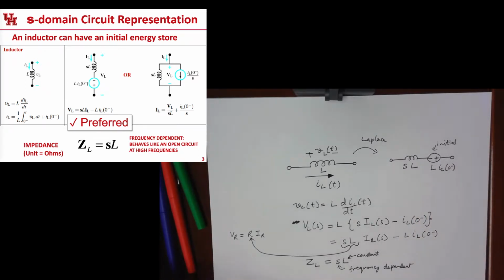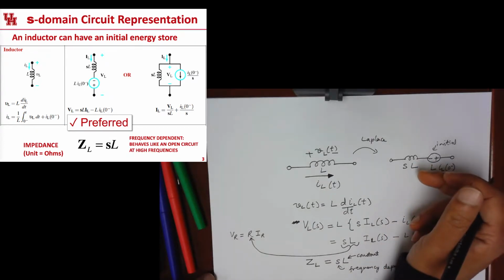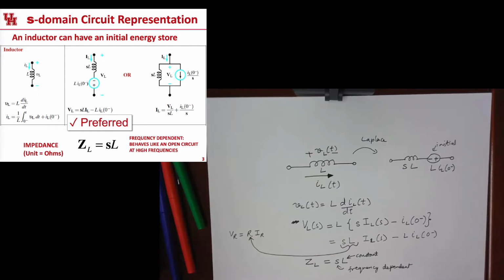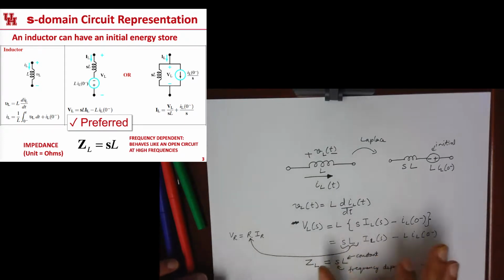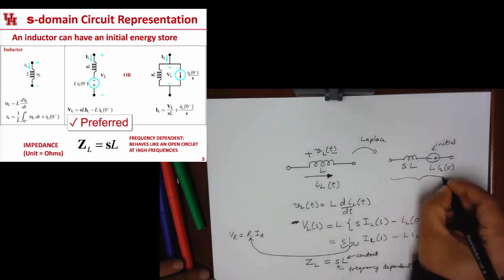Now, there is an alternate way of doing this. We could have also written this equation in terms of I sub L, as you see on the slide, on the right hand side. You can also express this initial current as a current source that's in parallel with the inductor. Anyway, for this course, just to keep things simple and organized, we will just go with this representation.